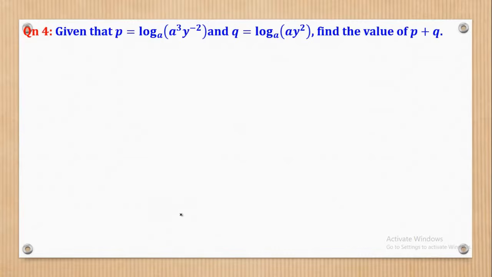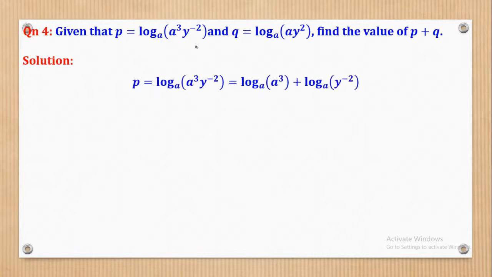So now we shall go to question 4, which is that given that p is equal to this and q is equal to that, find the value of p plus q. So we are going to first simplify p. So p is there, come and simplify it. This is multiplication, so that is why you see addition.